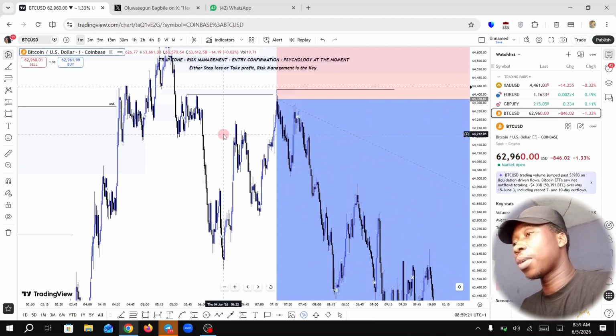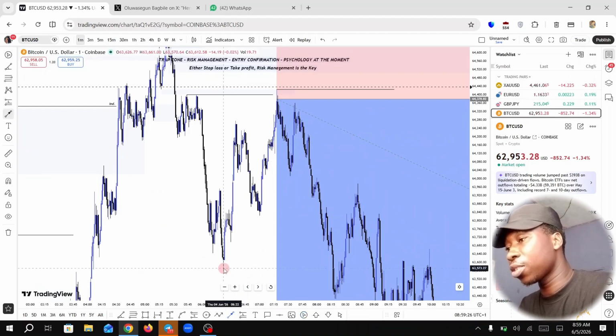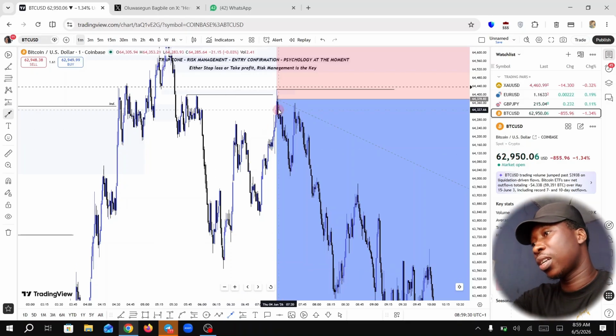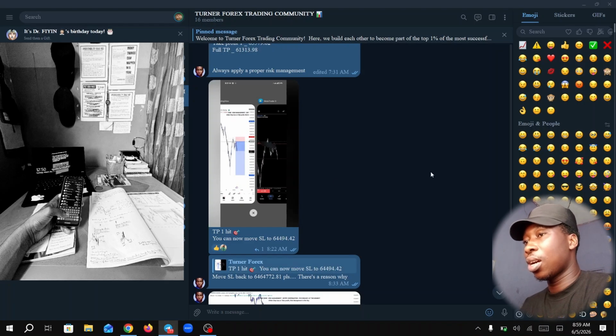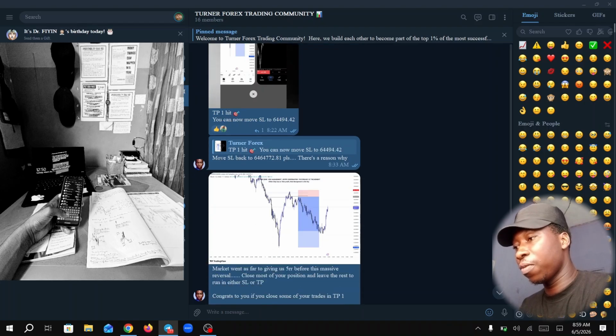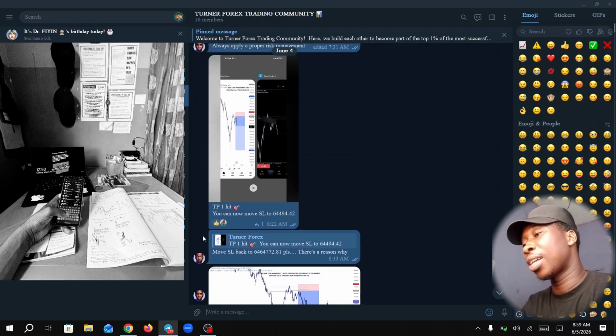So now, how do I set my take profit one and take profit two, which is the full TP? My first take profit is somewhere around here, and why? The reason is simply because this is the point that caused this reversal back to the POI. It is that simple. That is how I mark out my first take profit. As you can see, after the market moved in my favor, I said at TP1 you can move SL to breakeven, and at a point I said move SL back to 6477.81. There's a reason why.